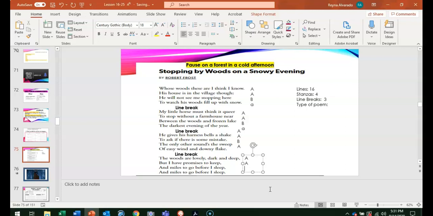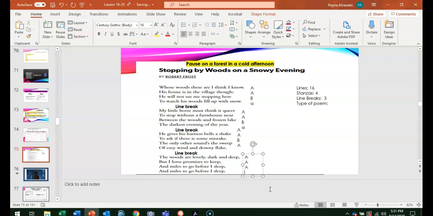Sleep, deep. Do they rhyme? Yeah, so what letter is that? A. Good job. And then we have the same word. So what letter would that be? A. So we have a rhyme scheme, a pattern of A, B, A. And then the last stanza, boys and girls, it's A. That means that they all rhyme. Deep, keep, sleep. So deep, keep, they rhyme. And then sleep, of course, is a repeated word.